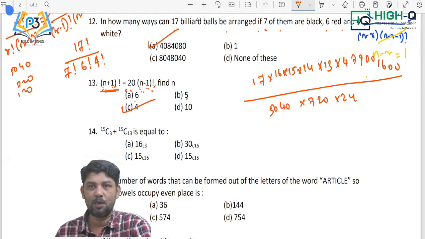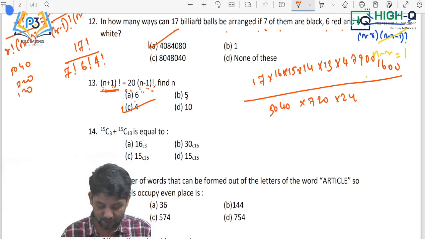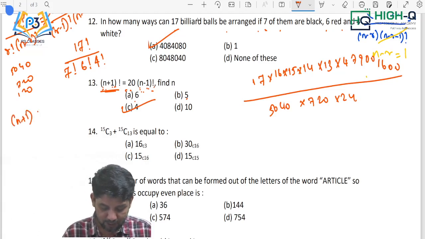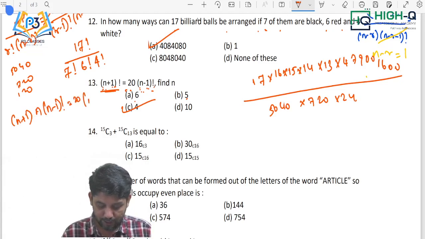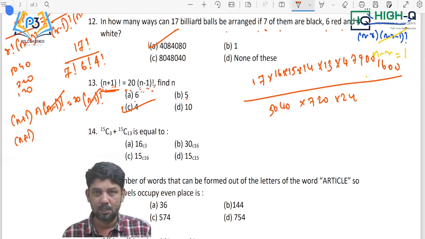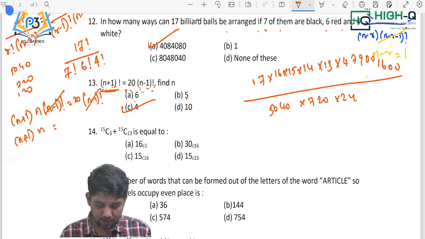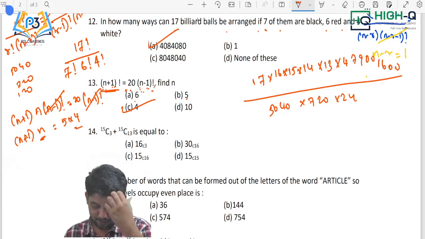(n+1)! we need to eliminate factorial notation first. So can you write (n+1)! as (n+1) × (n−1)! is equal to 20 × (n−1)!. Cut. Now look at the left hand side. It's a product of two consecutive numbers in descending order. Same way, the right hand side also we can write as consecutive numbers in descending order. So can we say n equals 4 directly by comparing? That's it. Next step.